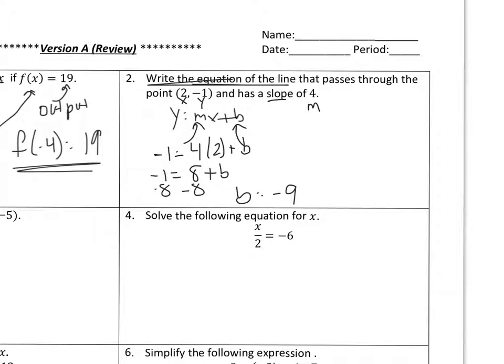Now remember, this was only to get the y-intercept, so now I still need to write the equation. Y equals, replace m with the slope, keep x the same, and then plug negative 9 in for b. And here's your equation.